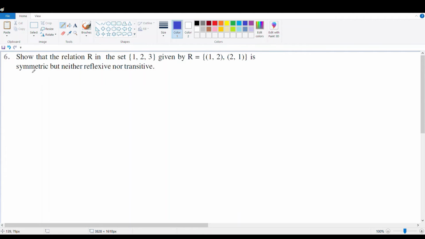Question 6. Show that the relation R in the set {1, 2, 3} given by R = {(1, 2), (2, 1)} is symmetric but neither reflexive nor transitive. So we need to show that. Because we are not given a name for this set, I am going to let A = {1, 2, 3}, and R is already given as R = {(1, 2), (2, 1)}. We are going to start with reflexive.